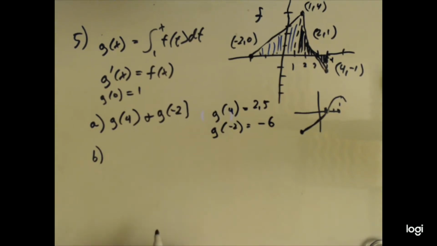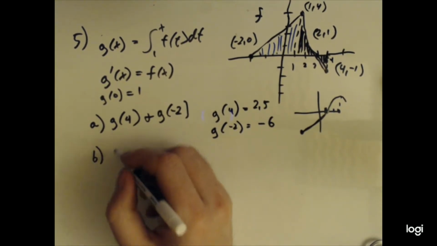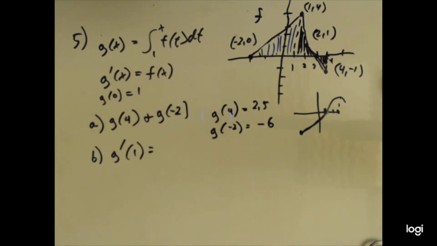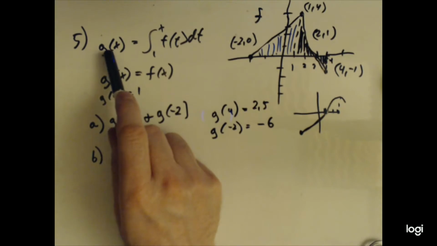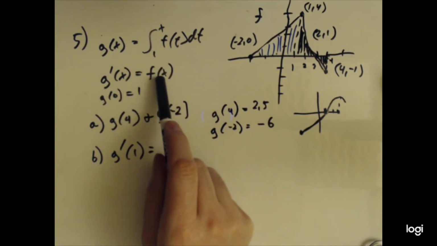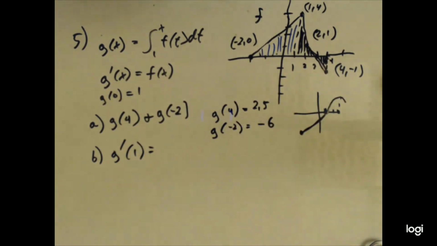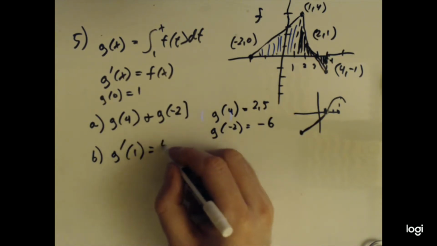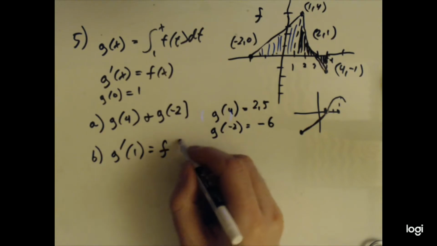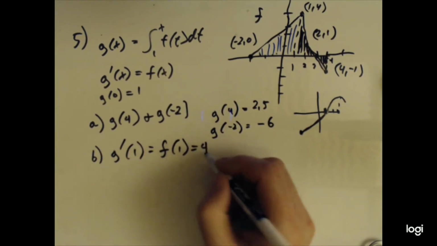B, find the instantaneous rate of change of g at x equals 1. Well, we want g prime of 1. We know that since g is the integral of f, g prime is f. Make sure you've got that in your mind. So we just read it off the graph. So g prime of 1 is 4, because remember, g prime of 1 is the same as f of 1, which is 4.